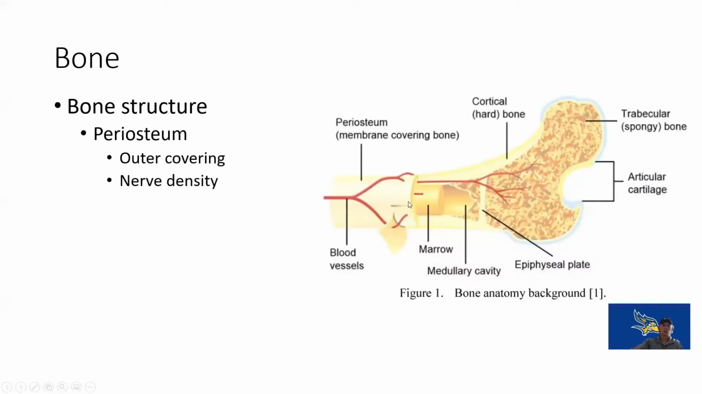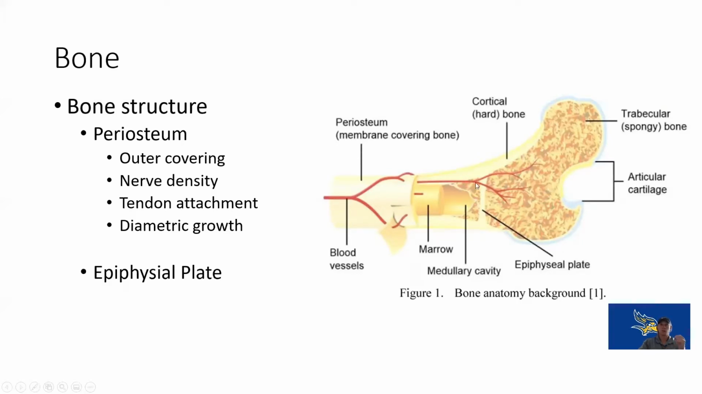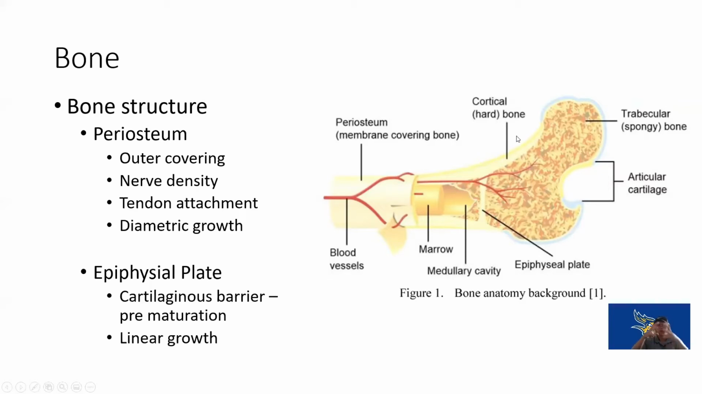Remember, our periosteum is where our nerves are and where our blood supply comes in. This is the outer surface of those long bones. And we also have tendon attachments along the periosteum. And the epiphyseal plates are here at the end of the diaphysis, just before the articulating surfaces in the spongy bone. Okay, so this gives us that growth of the long bone.